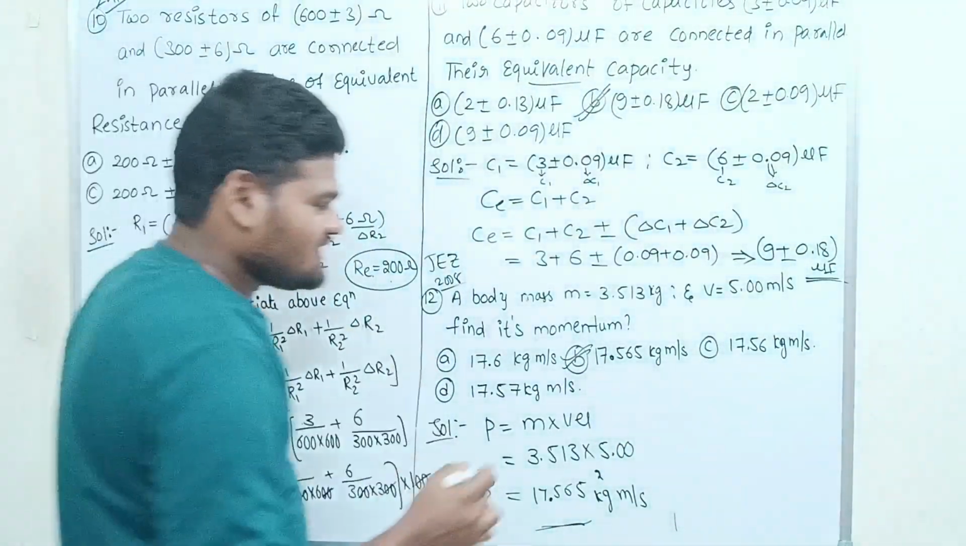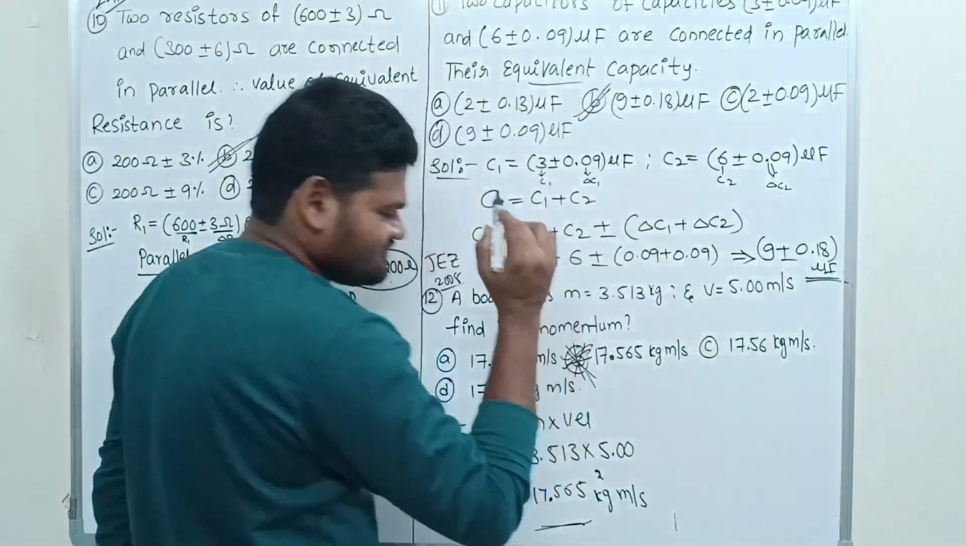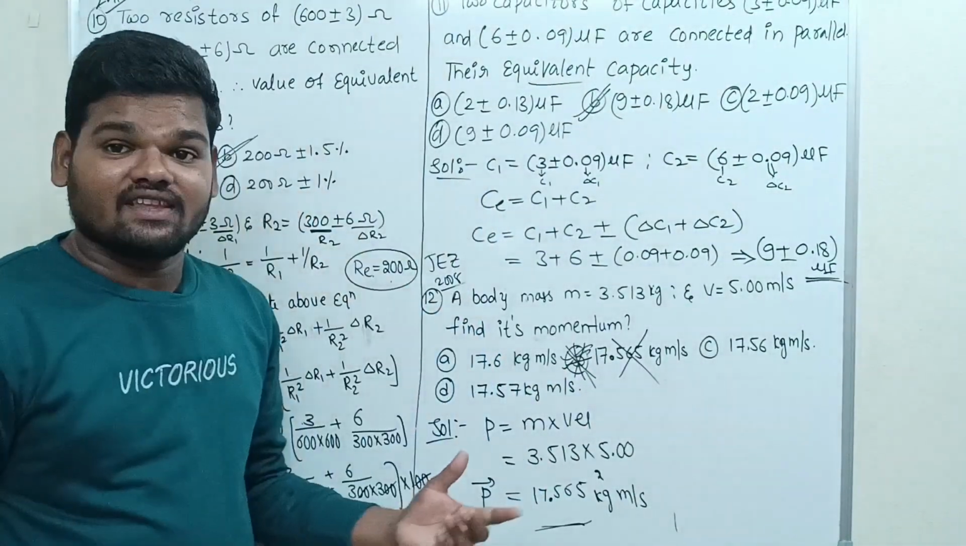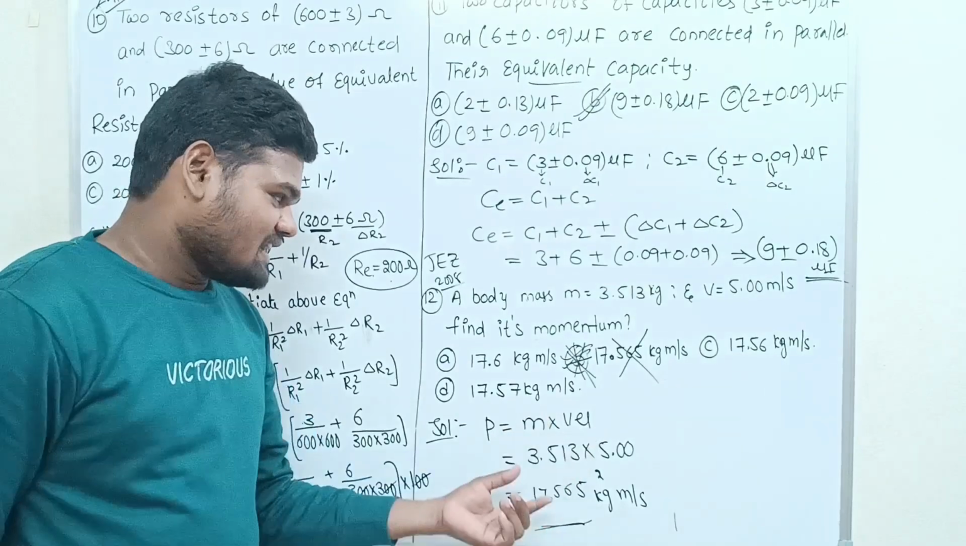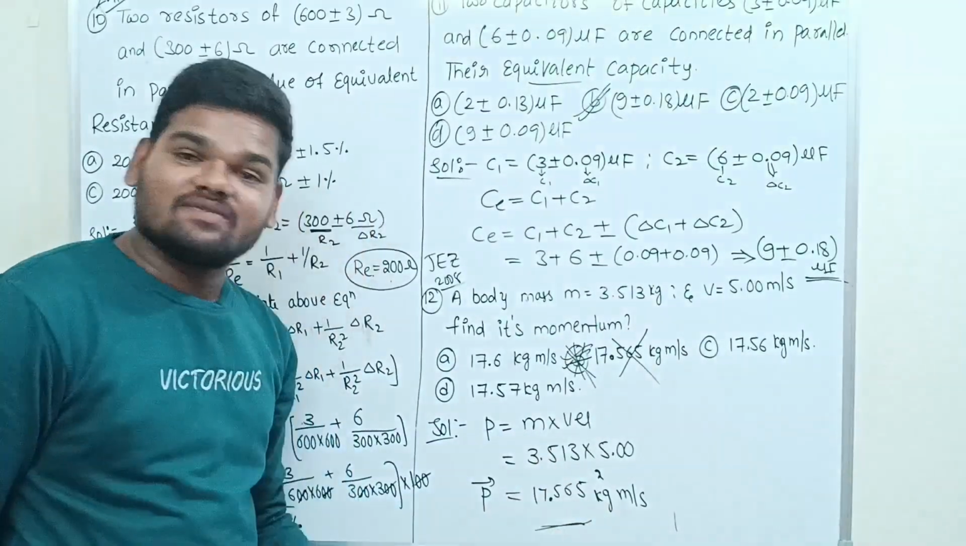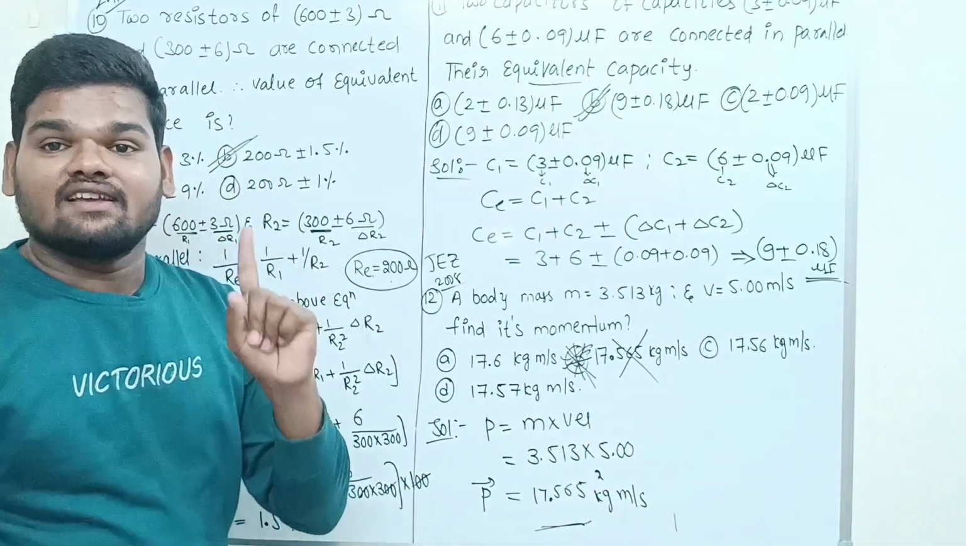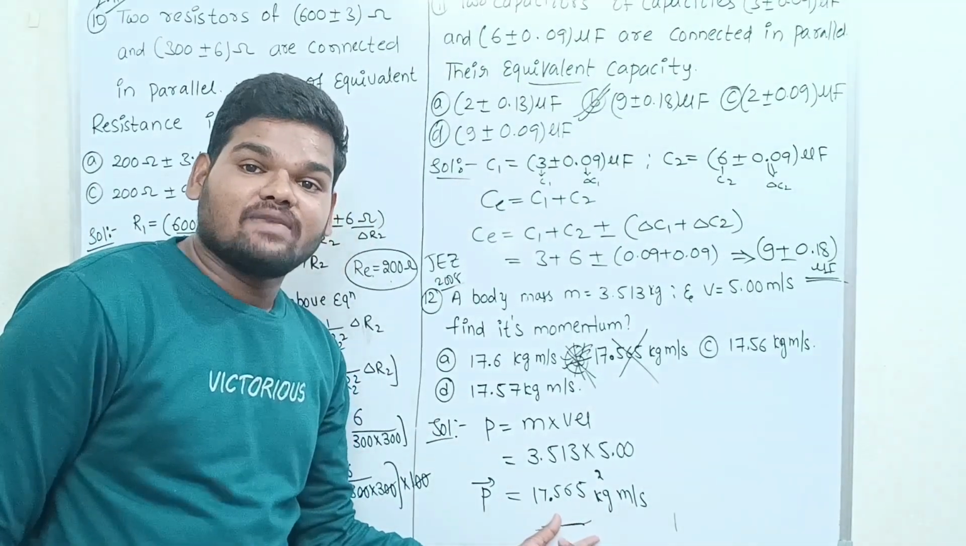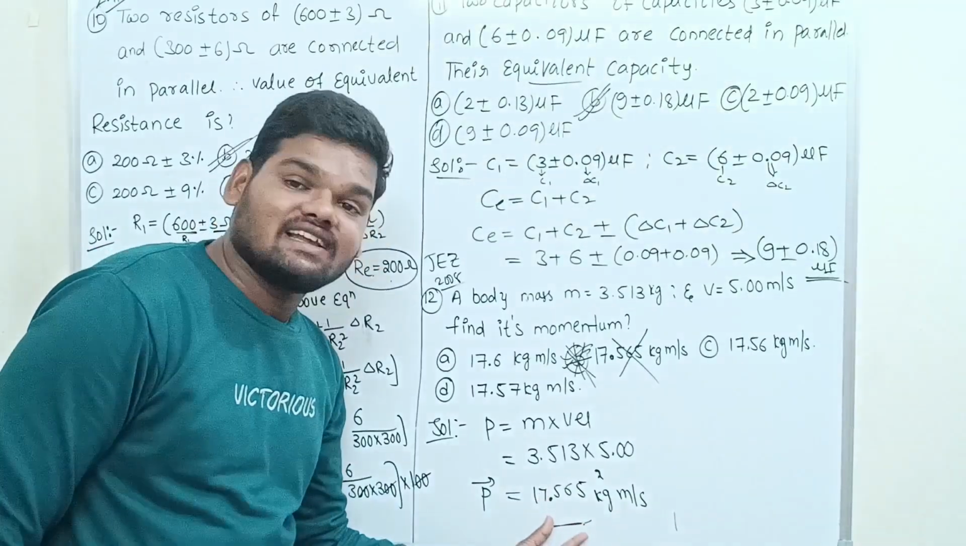Right? Absolutely wrong. This is a wrong answer. Sir, this is mass into velocity. He gave mass and velocity and I just multiplied and got the answer. Why is it wrong? You did not round off the result. You did not round the number of the result.